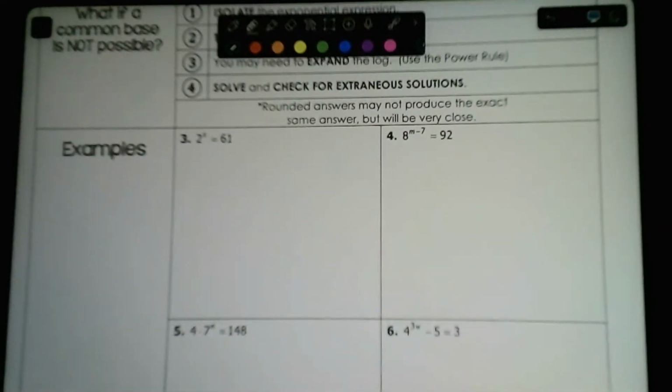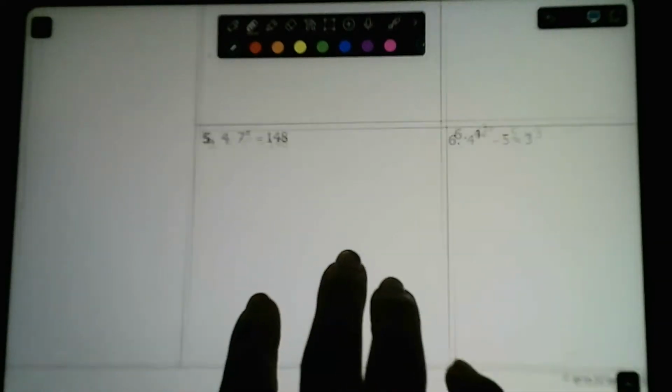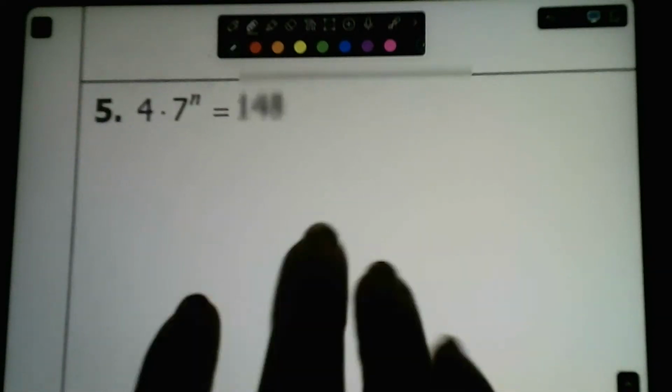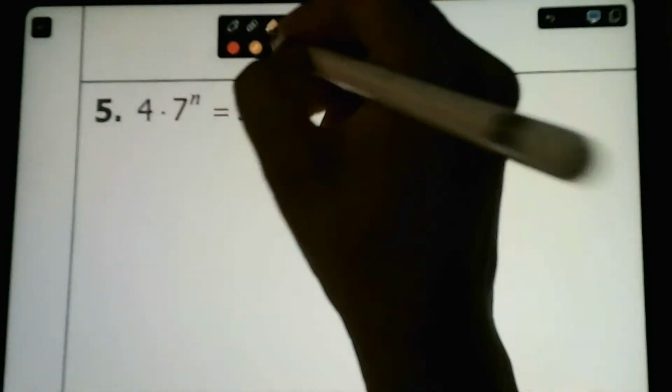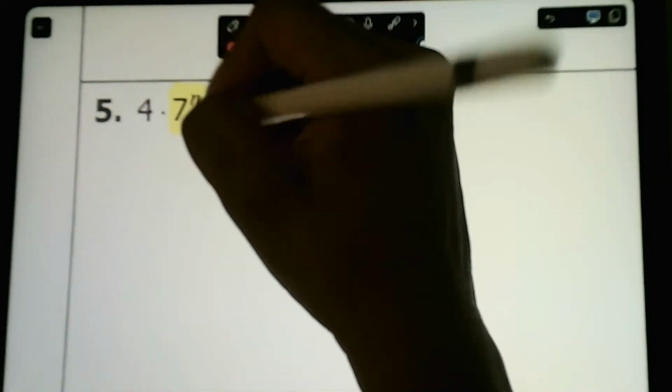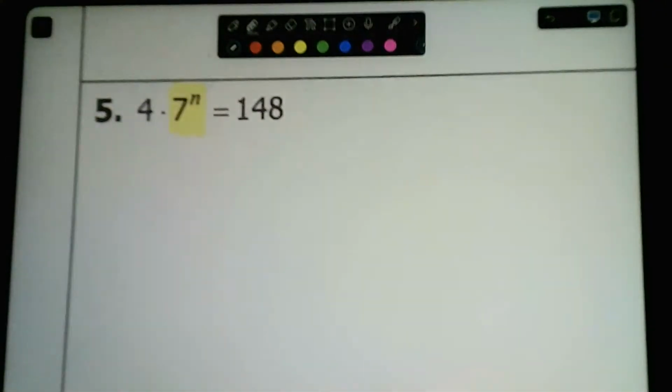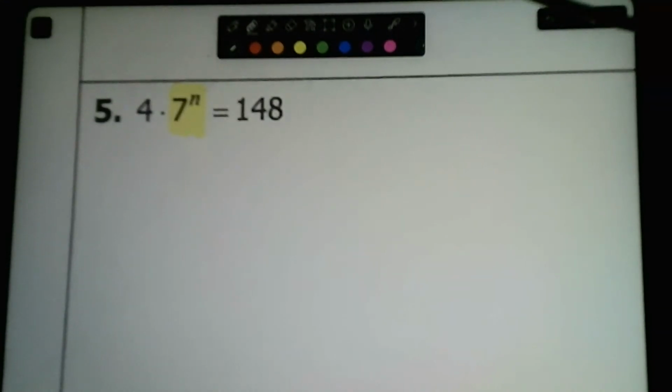Let's start with number 5. All right, looking at number 5, here's the thing that is carrying the variable, the exponential. Is the exponential alone, or does it have stuff that's happening to it?